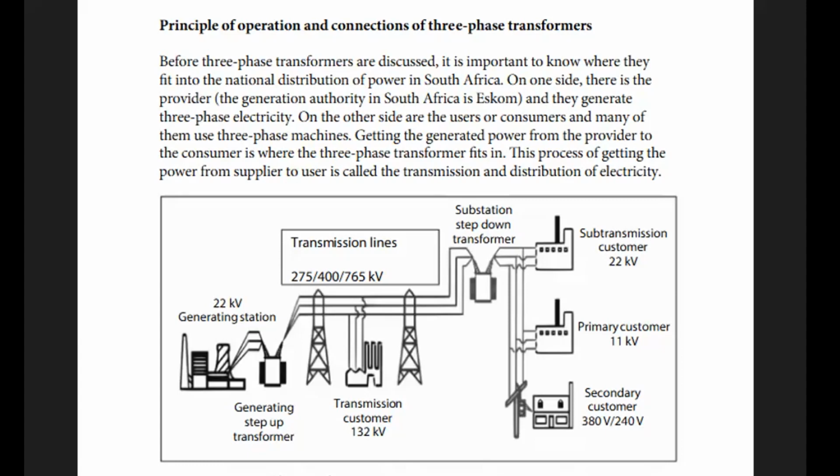The substation that is very close to the consumer, and then a sub-transmission customer, 22 kilovolts, the primary customer, 11 kilovolts, and then right towards the last points where it's by the consumer, 380 volts, 400 volts plus minus 230 volts. Okay, and this is what we call the distribution process of getting it to the customer.